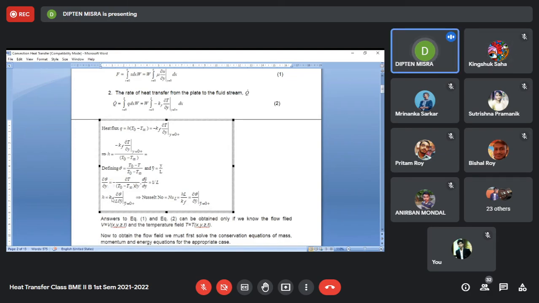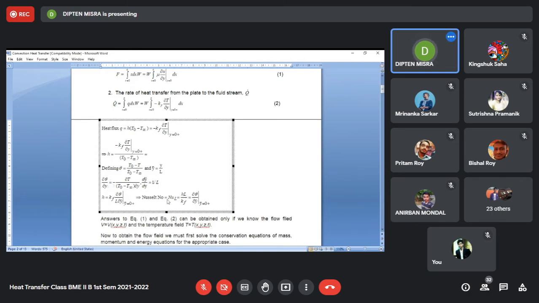H into L by K. Now this is a group of parameters that is equal to del theta del y. Now what is the dimension of this thing? Theta is a dimensionless temperature, y bar is a dimensionless distance. And if you see H into L by K, that is dimensionless. H is watt per meter square Kelvin, and this is meter, so it is watt per meter Kelvin, this is also watt per meter Kelvin, so this is a dimensionless thing.